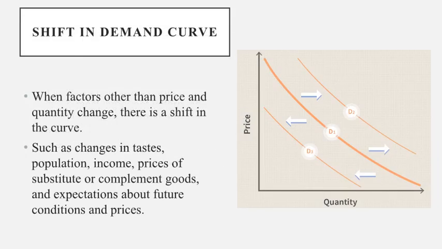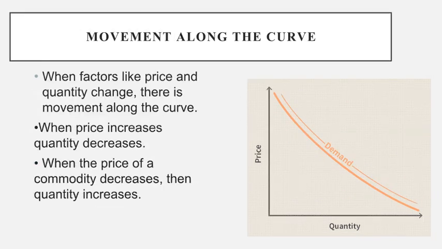When factors other than price and quantity change, there is a shift in the curve, such as changes in tastes, population, income, prices of substitute or complement goods, and expectations about future conditions and prices. When factors like price and quantity change, there is movement along the curve. When price increases, quantity decreases. When the price of a commodity decreases, then quantity increases.